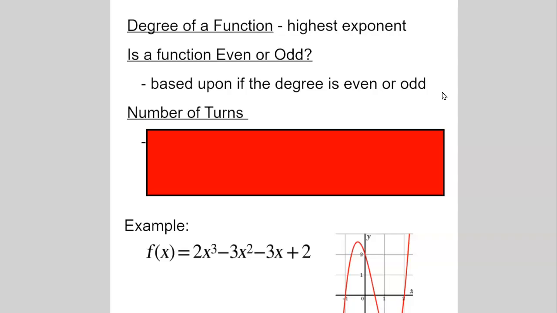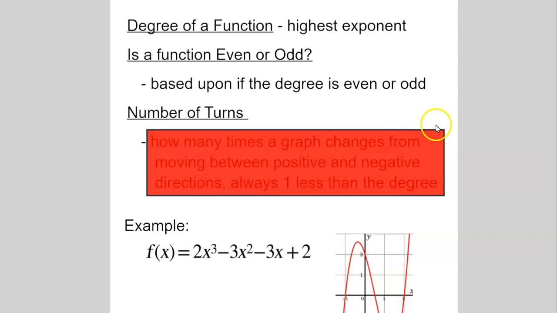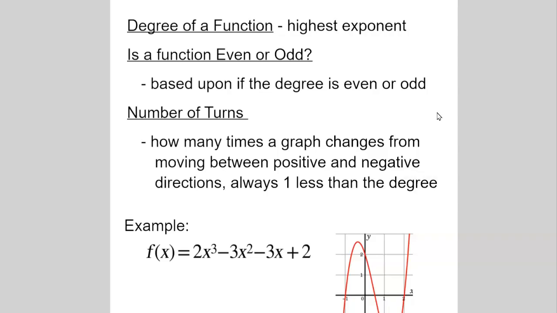The number of turns on a graph simply refers to how many times a graph changes between moving in positive and negative directions. This is always 1 less than the degree. So if you have a degree of 4, there are going to be 3 turns on the graph, or 3 times that it shifts from positive to negative.